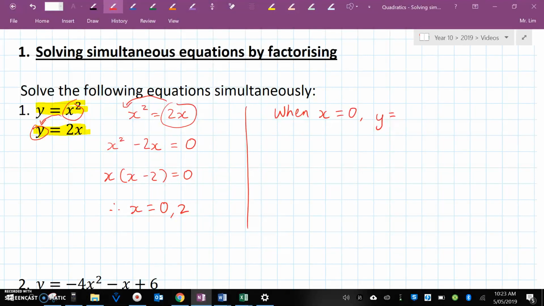So, when x equals 0, y is equal to 2 times 0. I'm using the second one. 2 times 0 is 0. When x is equal to 2, y is equal to 2 times 2. Okay, again, I'm using the second one, which is equal to 4. And that's it.